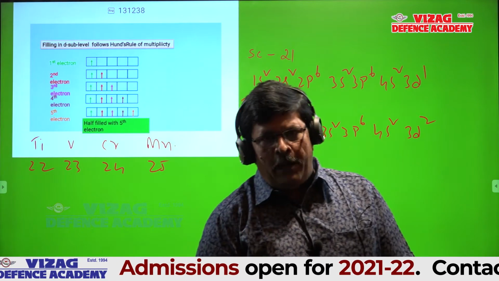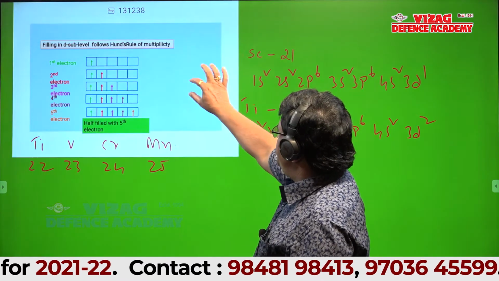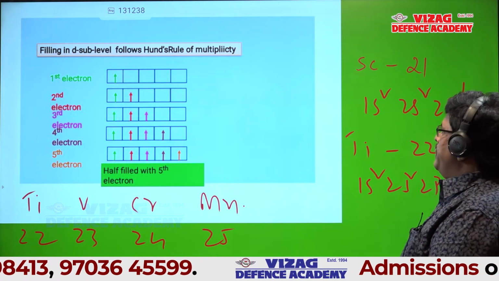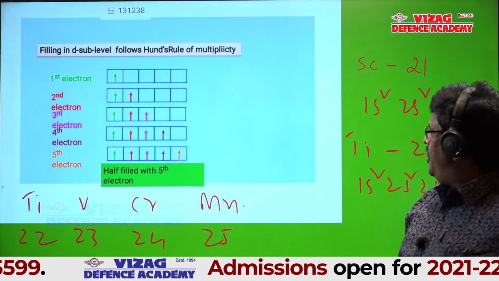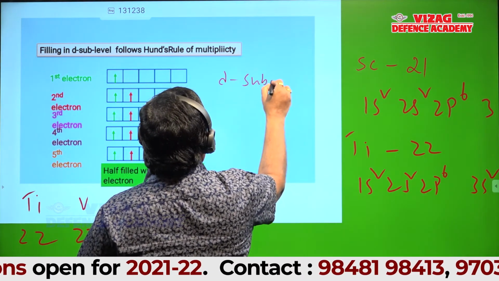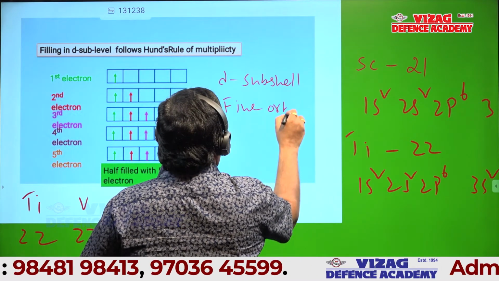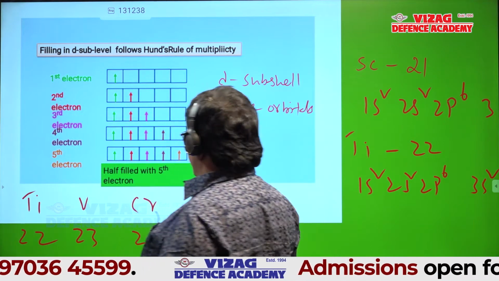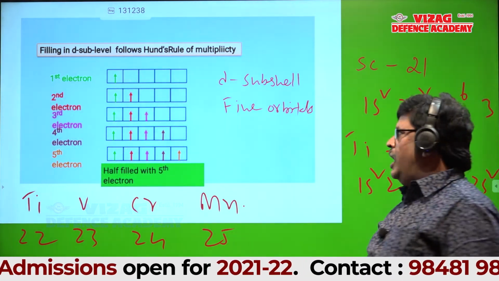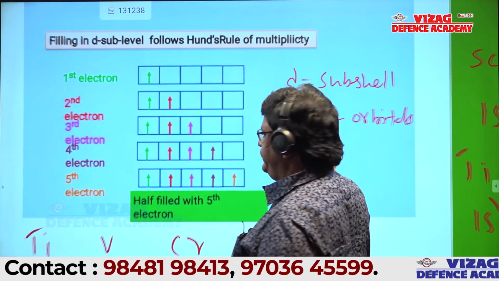So no need to expand the d orbitals. Anyhow, if you want, just see this slide, students, because this is Hund's rule of multiplicity. The d subshell accommodates 5 orbitals. Is it okay? And all these d orbitals are degenerate, means equal energy. Suppose you want to fill one electron in a d orbital, see this slide, the first electron.